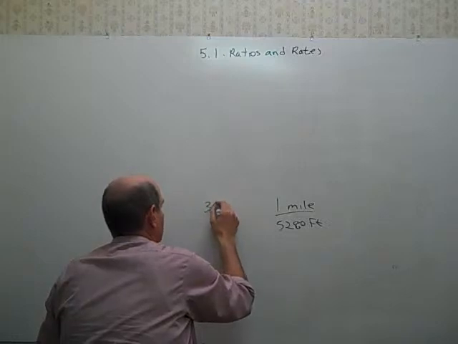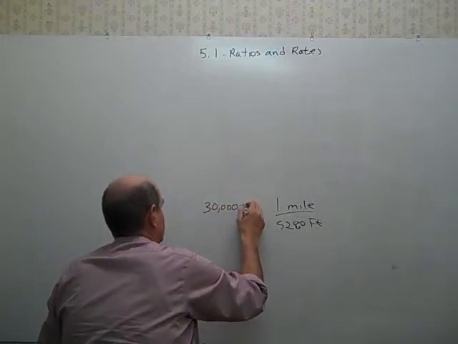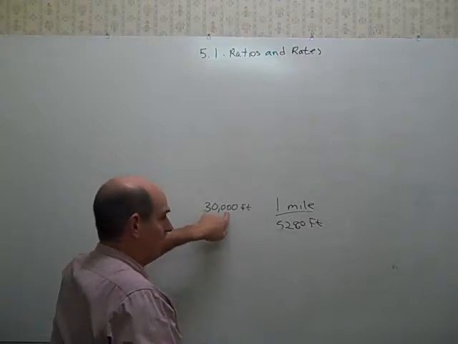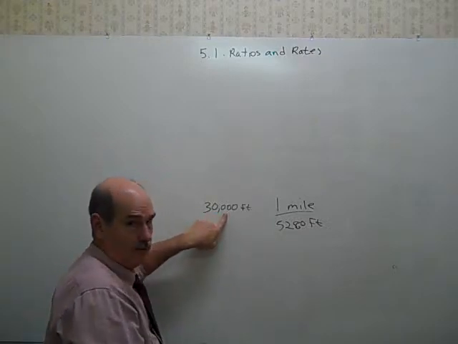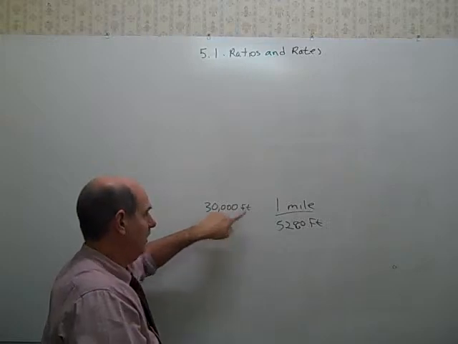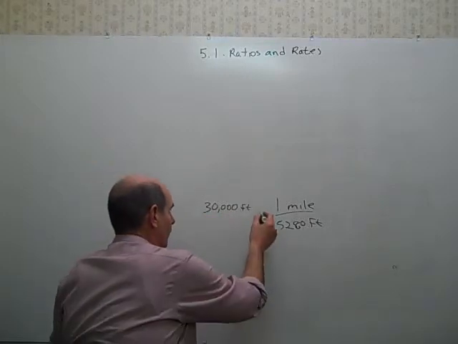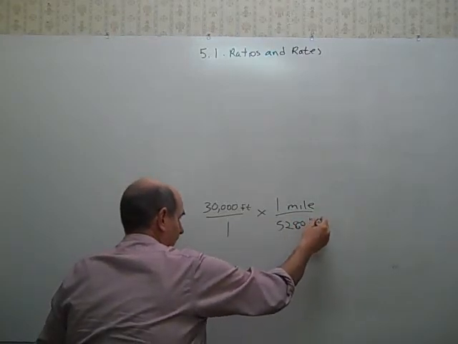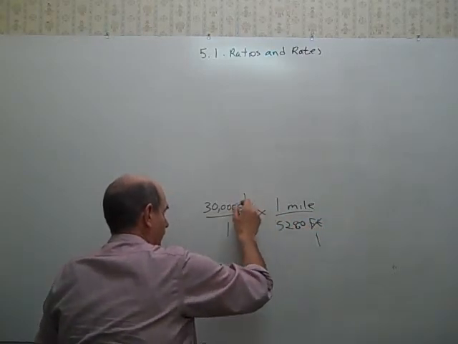30,000 feet to miles. So I know that I can multiply 30,000 feet by 1 and it'll still be 30,000 feet, or have a value of 30,000 feet. This is a 1. So if I multiply these two together, this will happen. The feet will cancel because units cancel just like numbers.